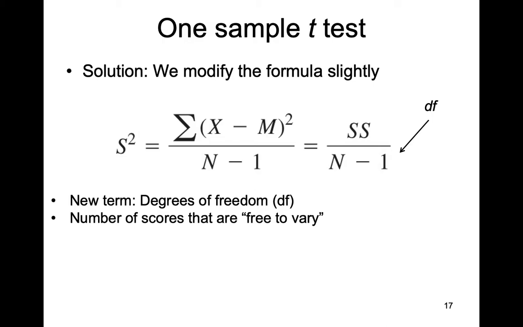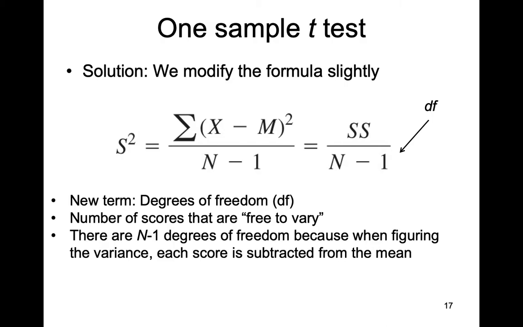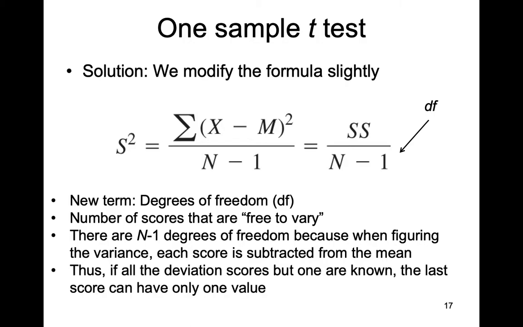This reflects the number of scores that are free to vary. And in this case, there are n minus 1 degrees of freedom because when figuring out the variance, each score is subtracted from the mean. And thus, if all the deviation scores but one are known, the last score can have only one value. So there are 9 degrees of freedom because once you figure out 9 of those deviation scores, the 10th one is locked in place. All right.